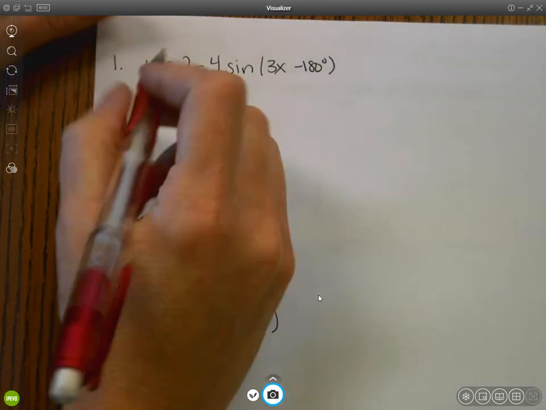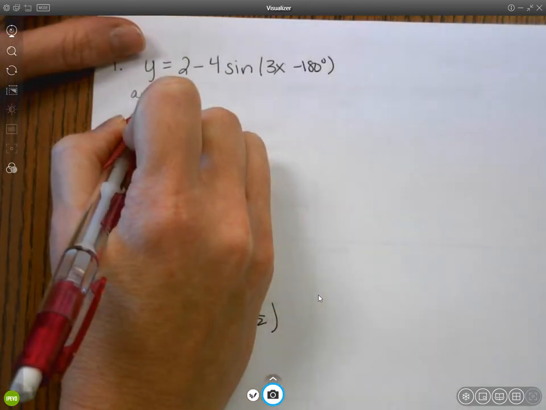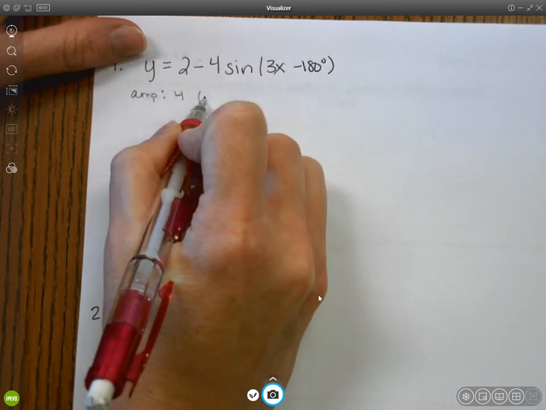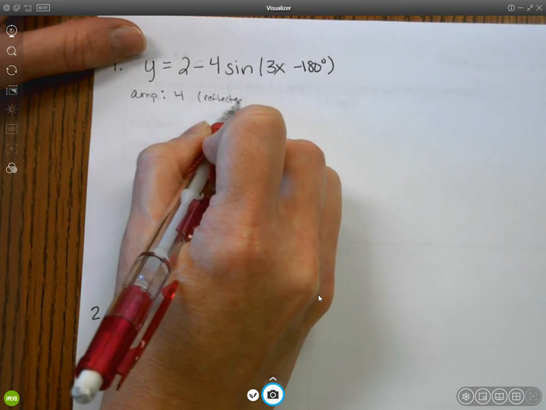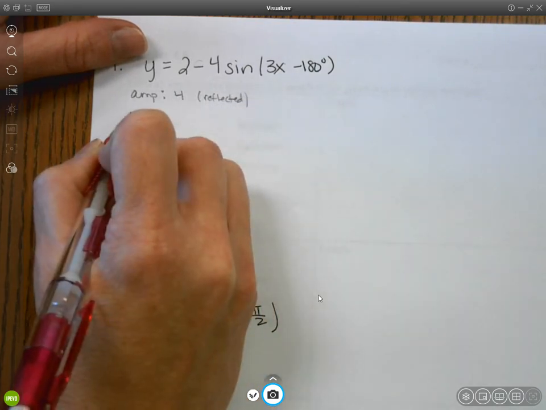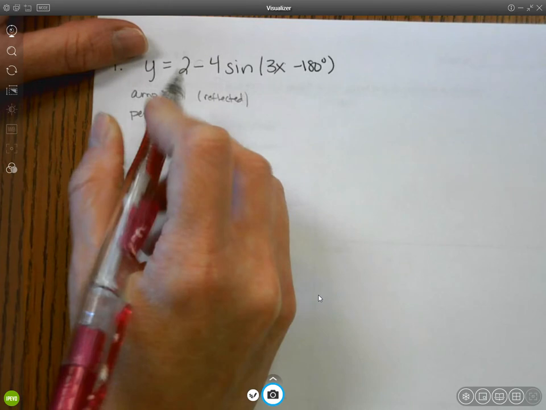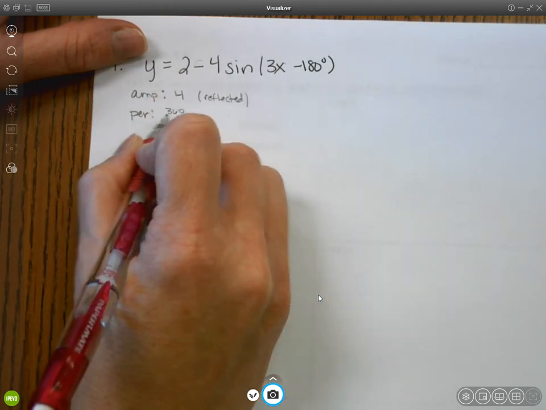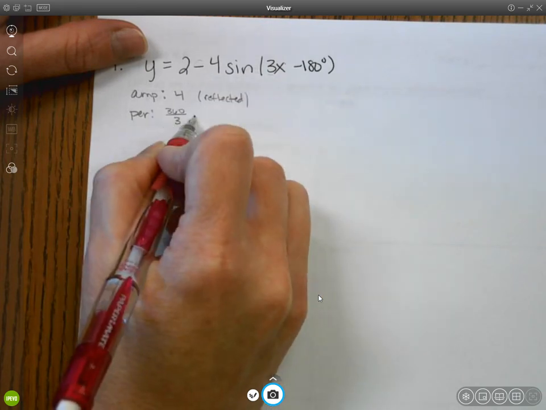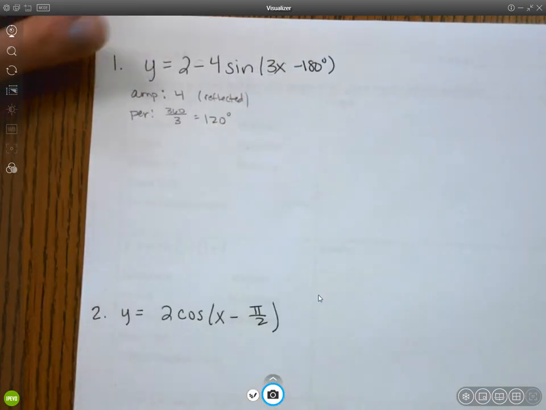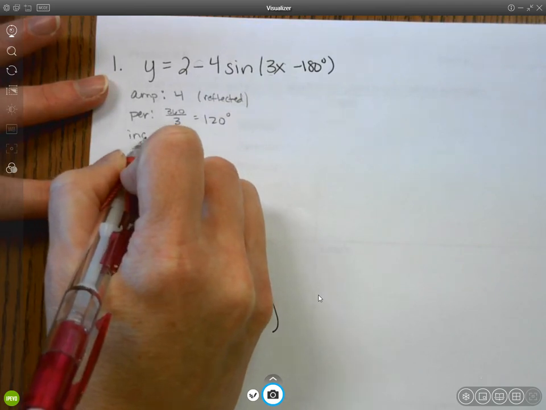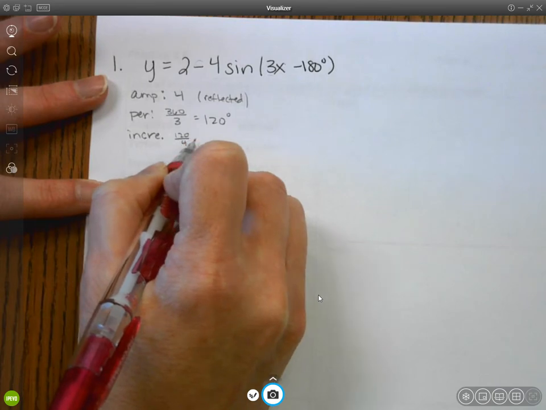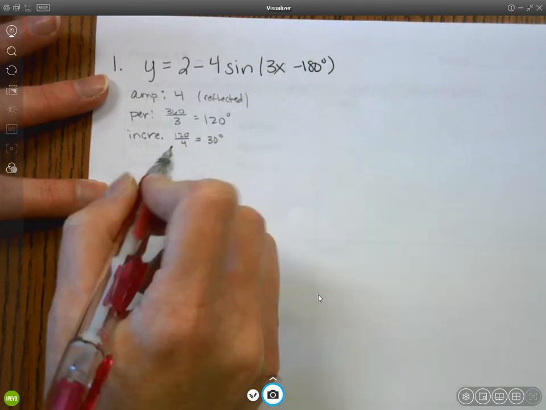So to start with, we need to know the amplitude. So here the amplitude is 4, and remind yourself that it's reflected. The period is the normal period in degrees, 360, and we're going to divide that by 3. So we get, what is that, 120? You have increments, which is going to be that period you just got divided into 4 equal pieces, so 30 degrees.